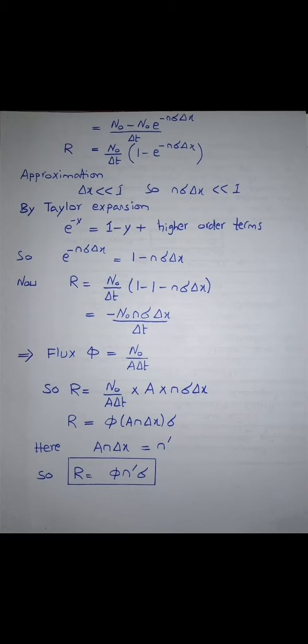Here A and delta x together with n represent the total number of atoms in that thin slab, and we represent it by n dash. So A n delta x is equal to n dash, and by putting it in the above relation we get R is equal to phi n dash sigma, where phi is the flux, n dash is the number of nuclei inside the thin slab, and sigma is the area of cross section. So this is another required relation. By knowing the nuclear cross section corresponding to one nucleus, we can make calculations and know how many interactions will happen if particles are bombarded on a material medium.